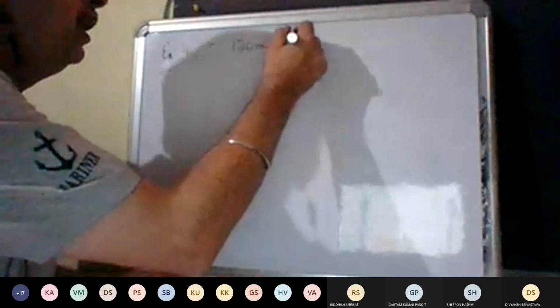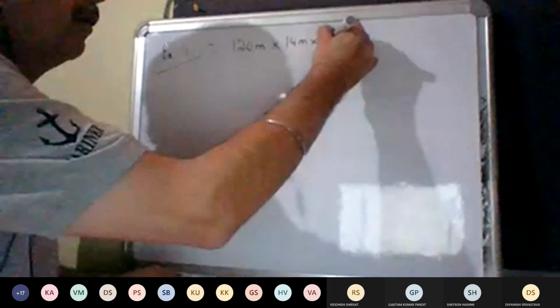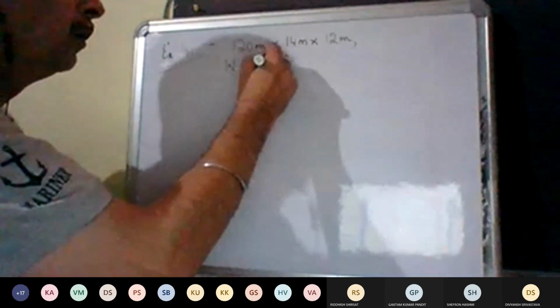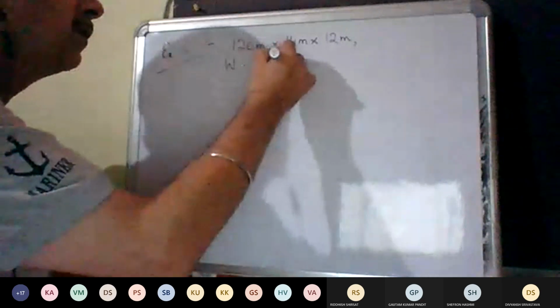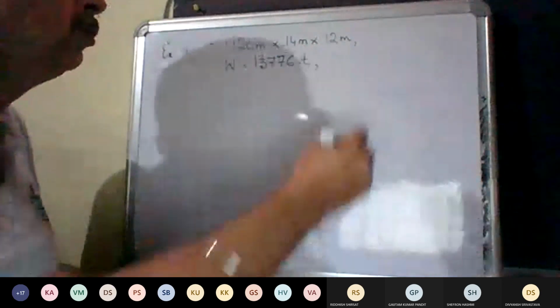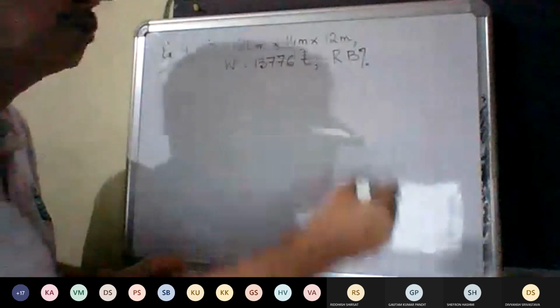Example 4. A box-shaped vessel 120 by 14 by 12. Displacement W is 13776 tons. Find the reserve buoyancy in percentage in salt water.